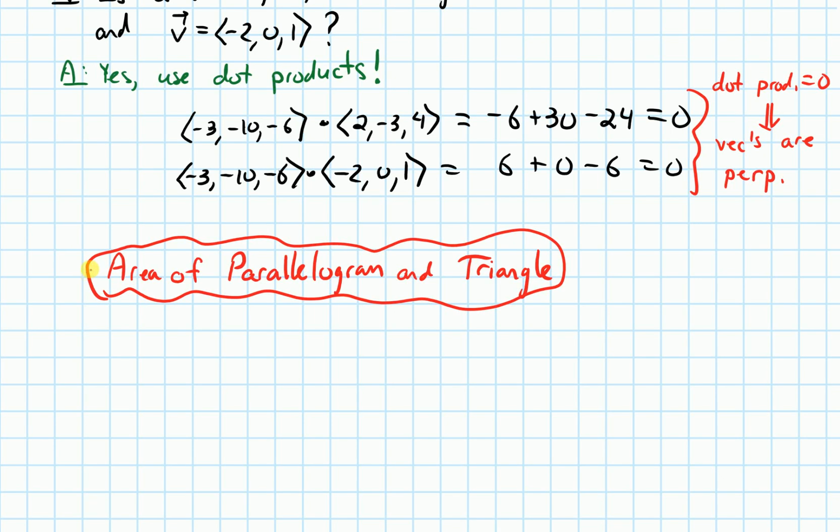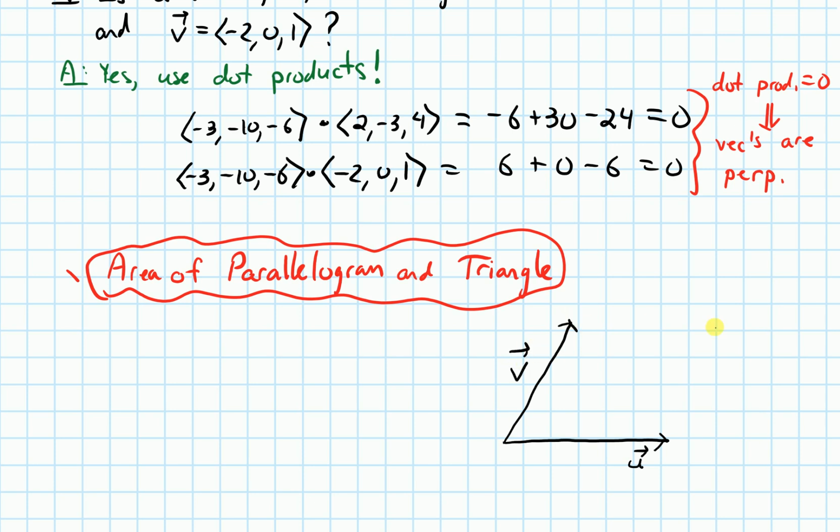In this video, we will use the cross product to find the area of a parallelogram and triangle quickly. All right, so I want to begin with the picture. So let's say that I have a vector u and I have a vector v.